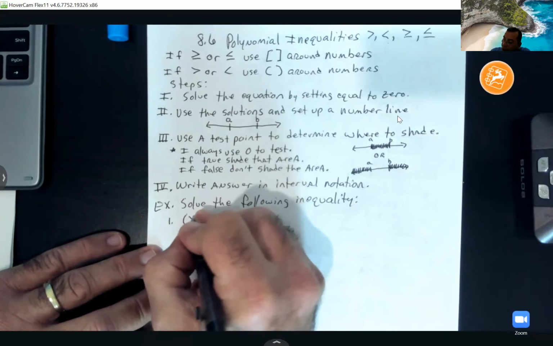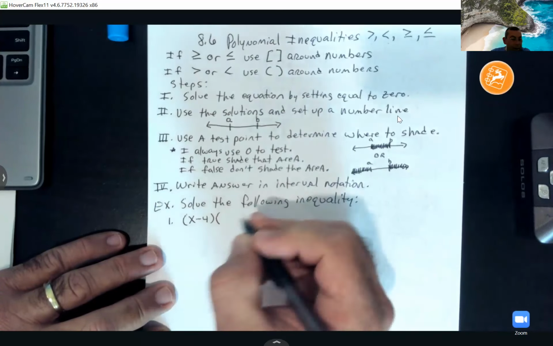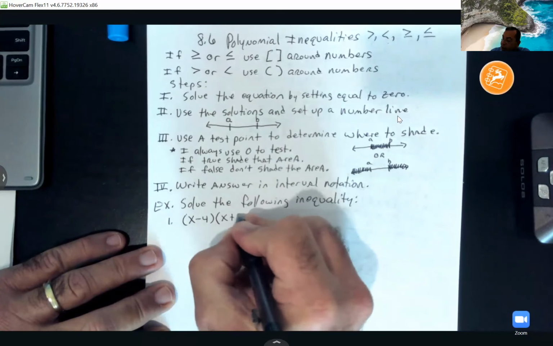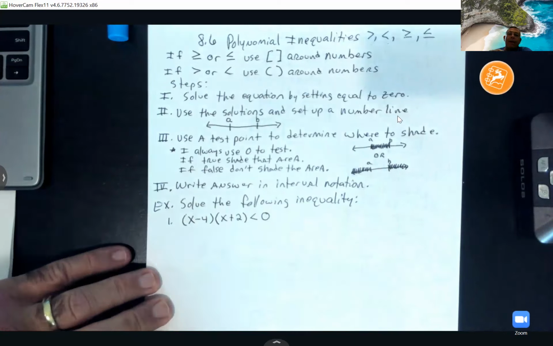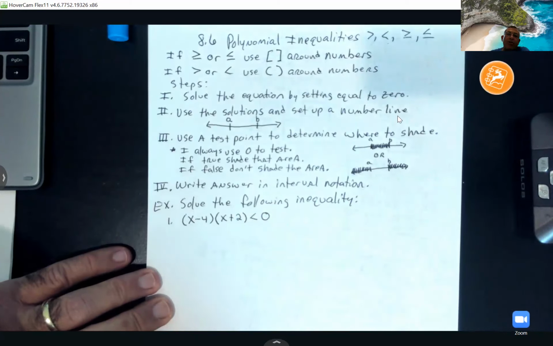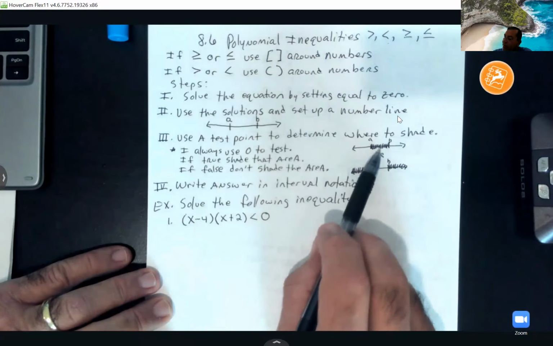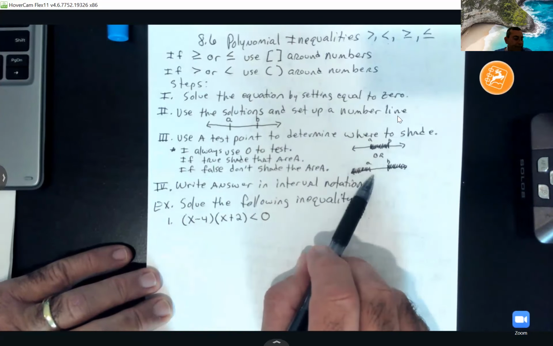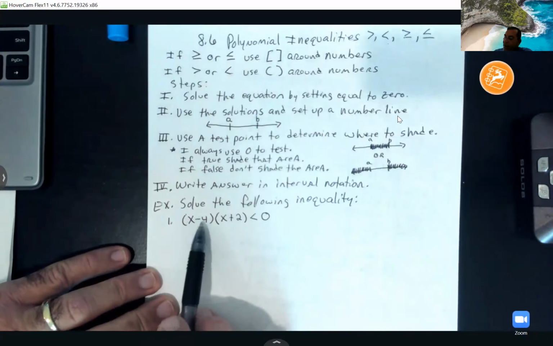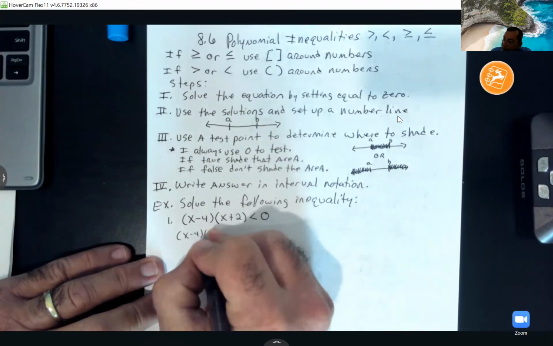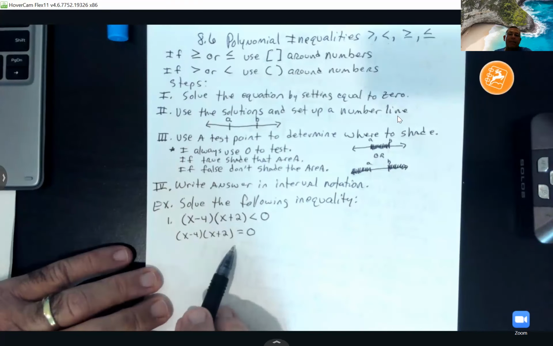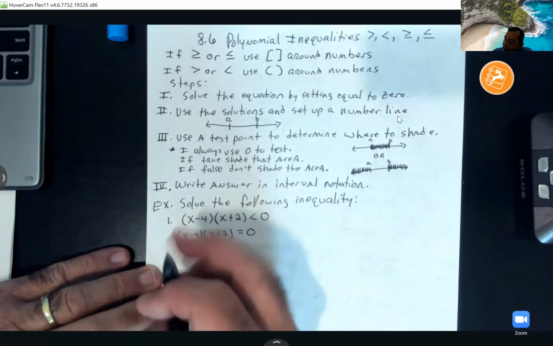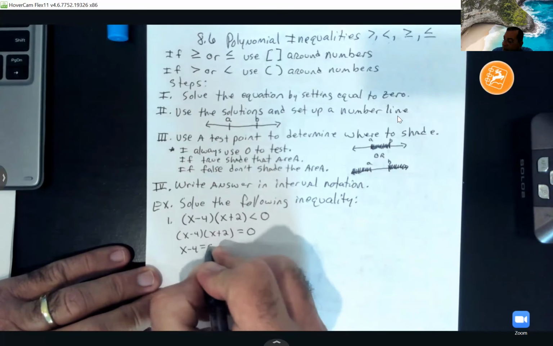All right, so this first one's already factored. x minus 4 times x plus 2 is less than 0. And I'll actually show you a trick on my calculator that sort of matches these type answers. The first thing we have to do is solve this equation. So I'm going to take my x minus 4 and my x plus 2 and set them equal to 0 while I solve it. This is already factored, so set each factor equal to 0.